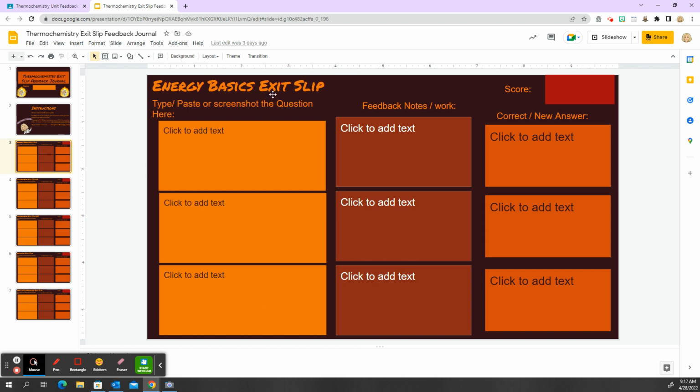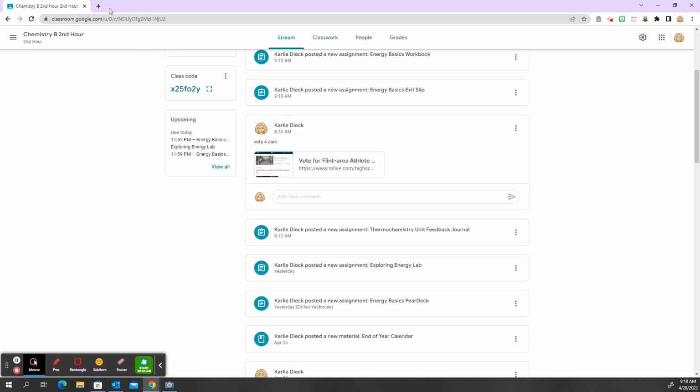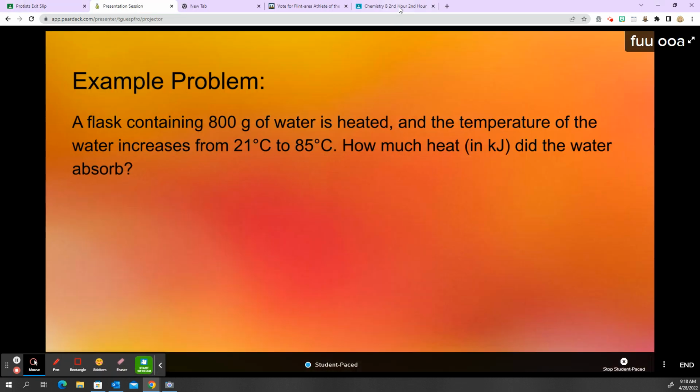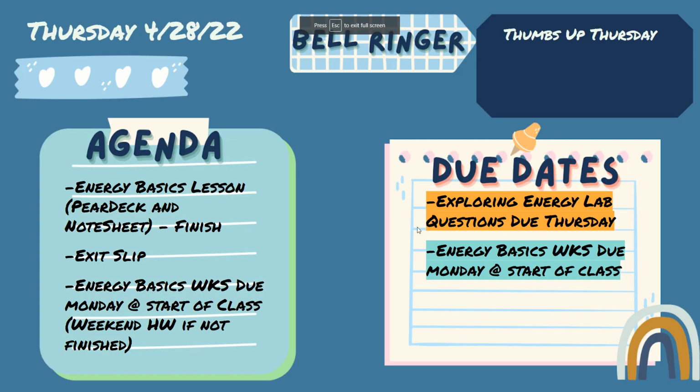So Energy Basics exit slip has been assigned to you, so you'll fill this in. As a reminder, if you get a 3 out of 3, you still need to make sure you're screenshotting the questions and the correct answer, okay? But the notes can be left blank, and if you get anything besides a 3 out of 3, you're filling out all of the boxes. All right, so what you have due today, I should say. By the end of the hour, you need to make sure you turn in your Exploring Energy Lab. This worksheet will be due Monday, and the exit slip's due at midnight tonight, okay?